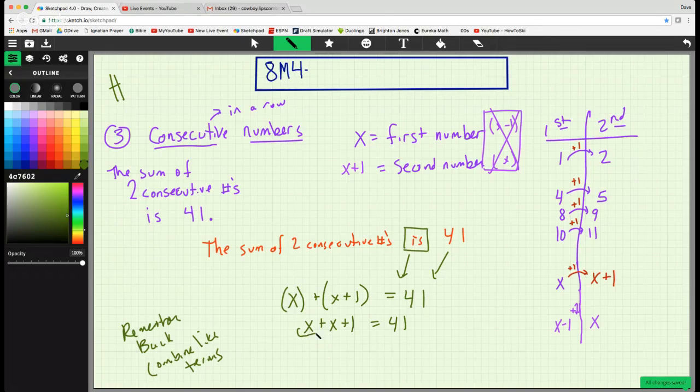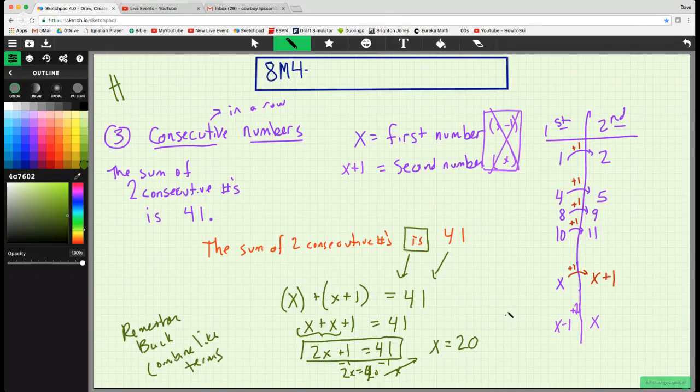And this becomes x plus x is 2x plus 1 equals 41. And you can solve from there. That's our equation, but if you solve, you're going to get x equals 20. Subtract 1, and then 2x equals 40. And so x equals 20.